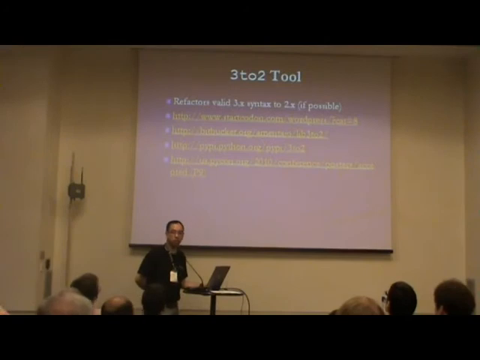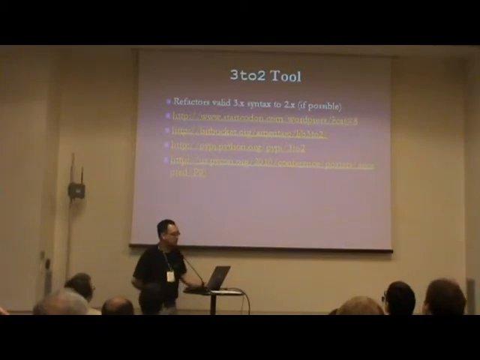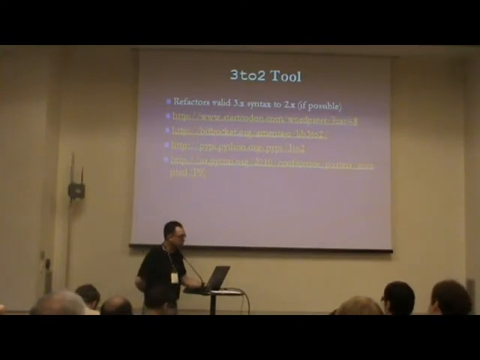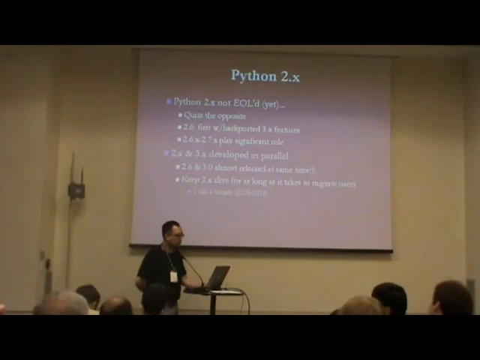There's actually a 3to2 tool, which is not in the standard library. This is a separate one, but it goes backwards. What that does is take Python 3 code and backport it to Python 2 if it's possible. So this was kind of interesting. I didn't know about this last year, and when I found out about it, that was a very interesting, very aggressive project to work on. But it does exist, you can look for it.